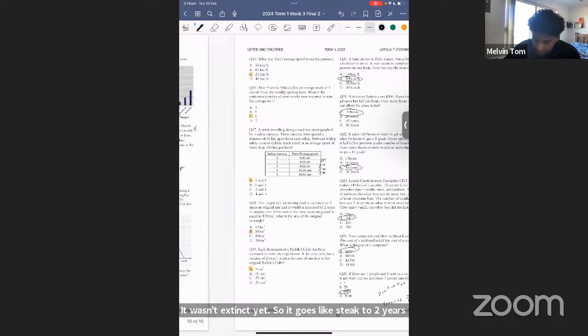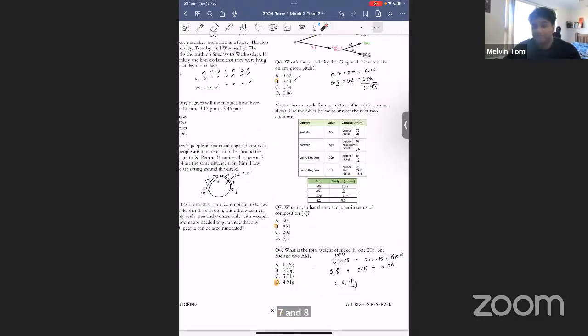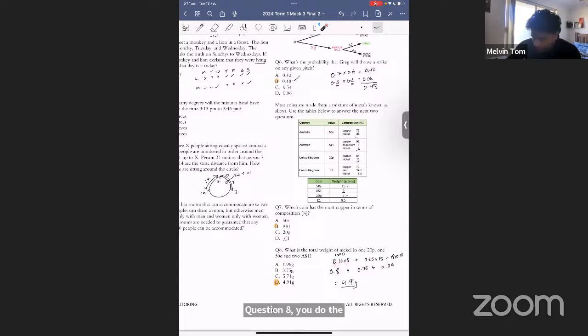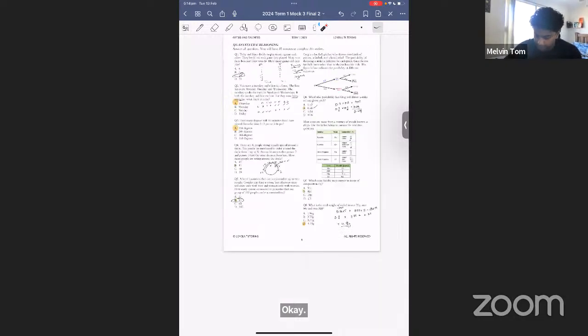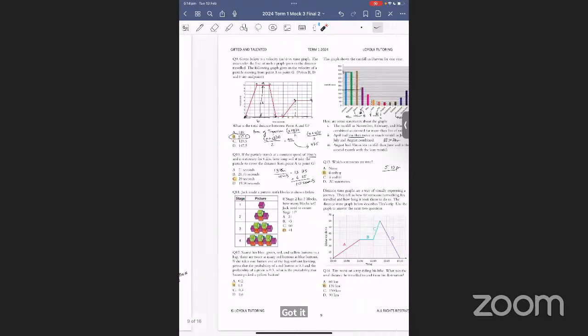7 and 8. So 7, Mustafa, we've gone through these questions. It says which coin has the most copper in terms of composition. The coin that has the most copper is the $1 coin. It has 92% copper. Question 8, you do the weight of a coin multiplied by how much nickel it has, and you do that for each of them, and you add it, and you get 4.91 grams. Got it? Yeah, kind of. All right.